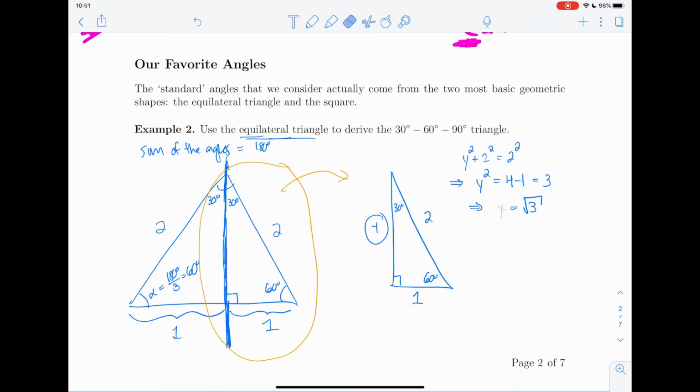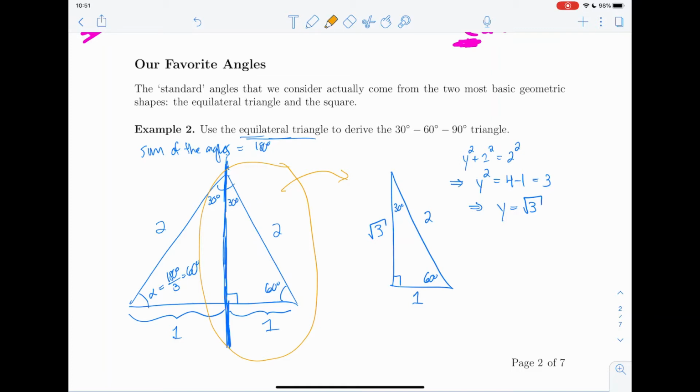Note, by the way, that although we took a square root, we're not going to get positive or negative because these are physical distances, and physical distances cannot be negative. So it turns out that this missing height for the 30, 60, 90 triangle is exactly the square root of 3.